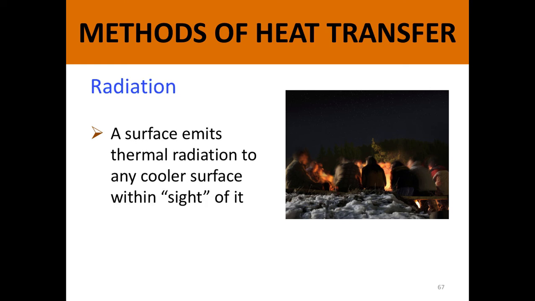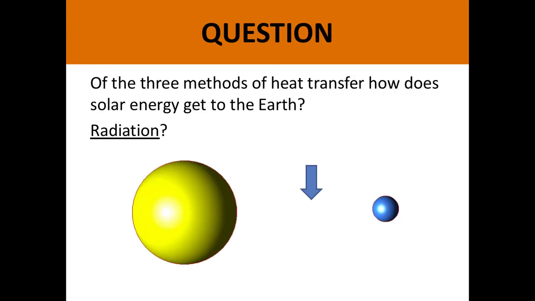So a surface emits thermal radiation to any cooler surface within sight of it. Okay, so if I have a hot piece of metal or a hot ball, it's going to emit thermal radiation to any cooler surface within direct line of sight. That's a straight line. So, of the three methods of heat transfer, how does solar energy get to the Earth? It's radiation.